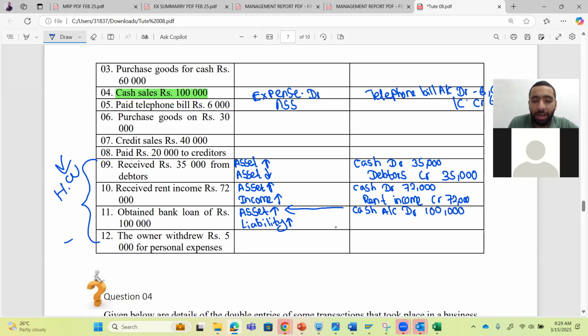And then liability. Inside liability, what is the account? Yes, the account is bank loan account. Bank loan account credit 100,000. So in the double entry rule, for every debit there is a credit. Okay, so that is what you need to keep in your mind, right?